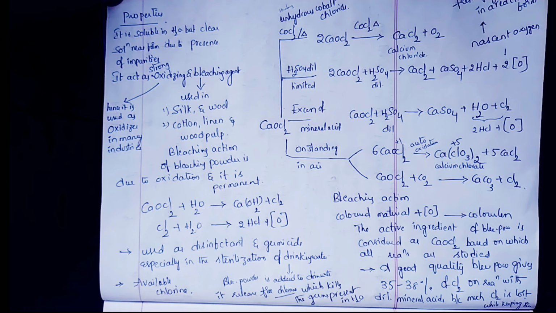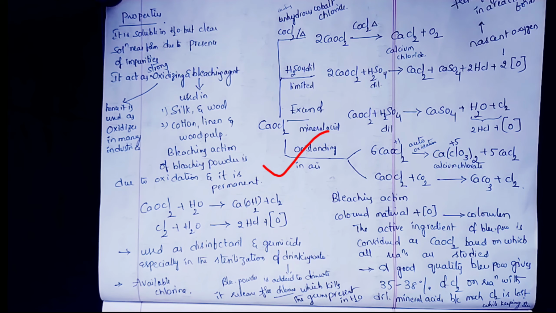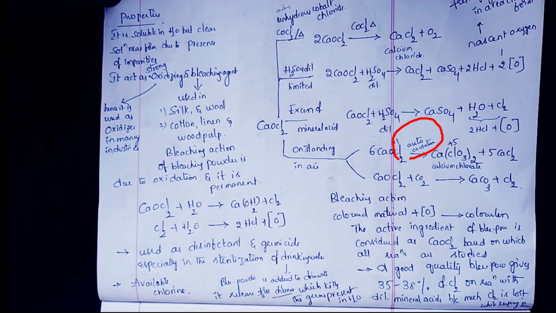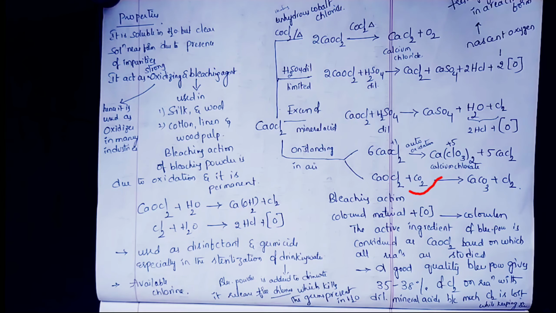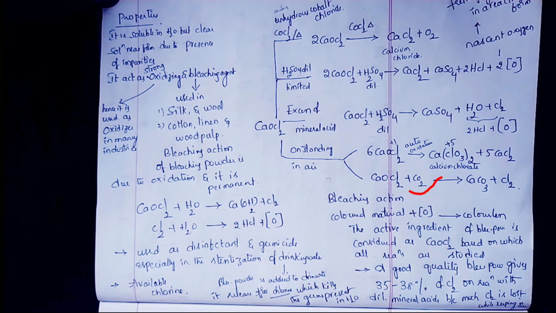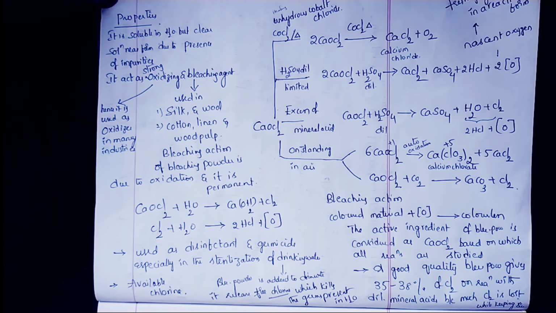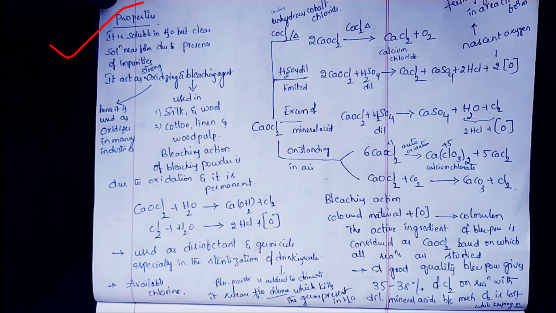On standing in air, bleaching powder is auto-oxidized, so it gives calcium chlorate and calcium chloride. Bleaching powder reacts with carbon dioxide present in air. It gives calcium carbonate and liberates chlorine. Bleaching powder is soluble in water, but a clear solution is never formed due to impurities.